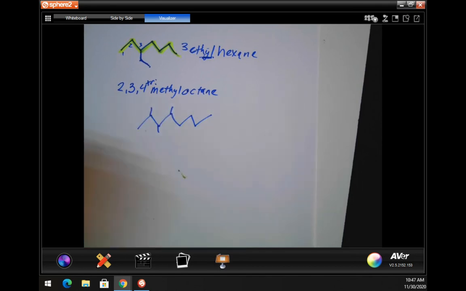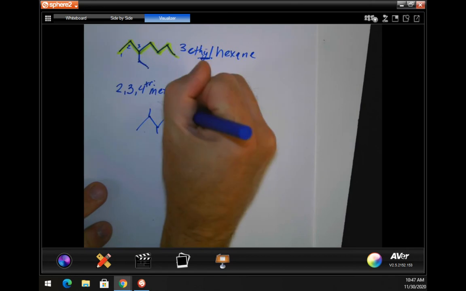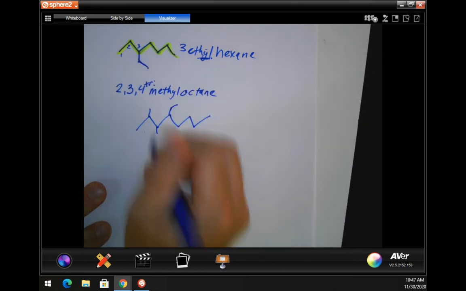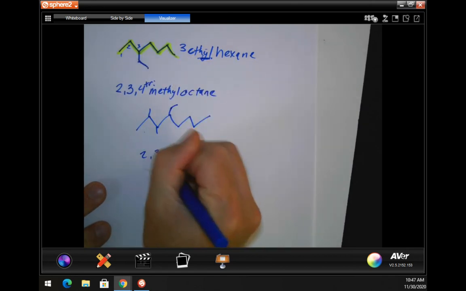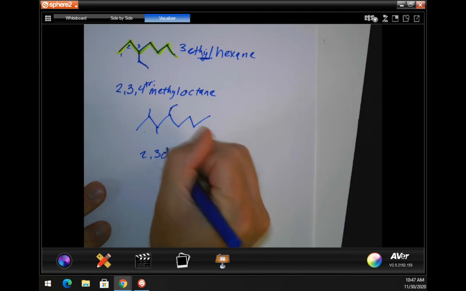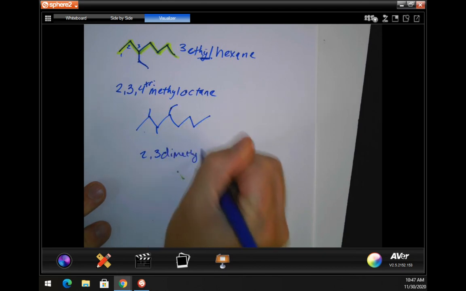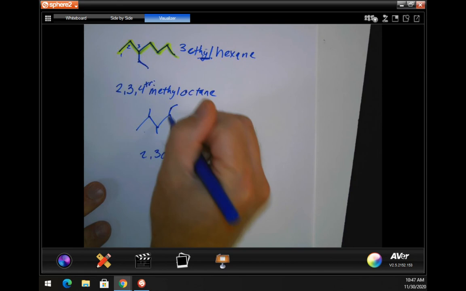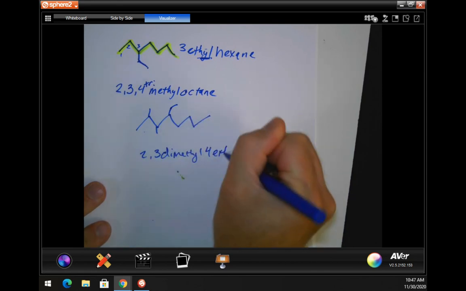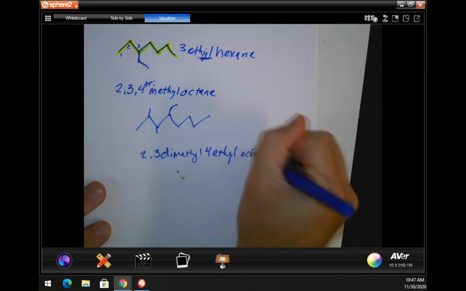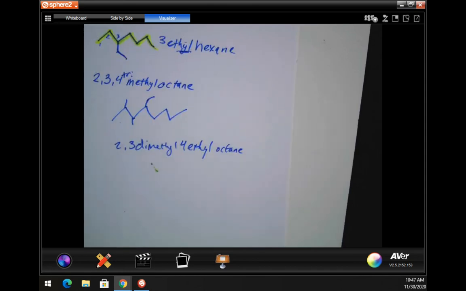If it was like that, then this would be 2, 3 dimethyl 4 ethyl octane. When you woke up this morning, did you think you would see 2, 3 dimethyl 4 ethyl octane and maybe kind of understand it? It is a mouthful.